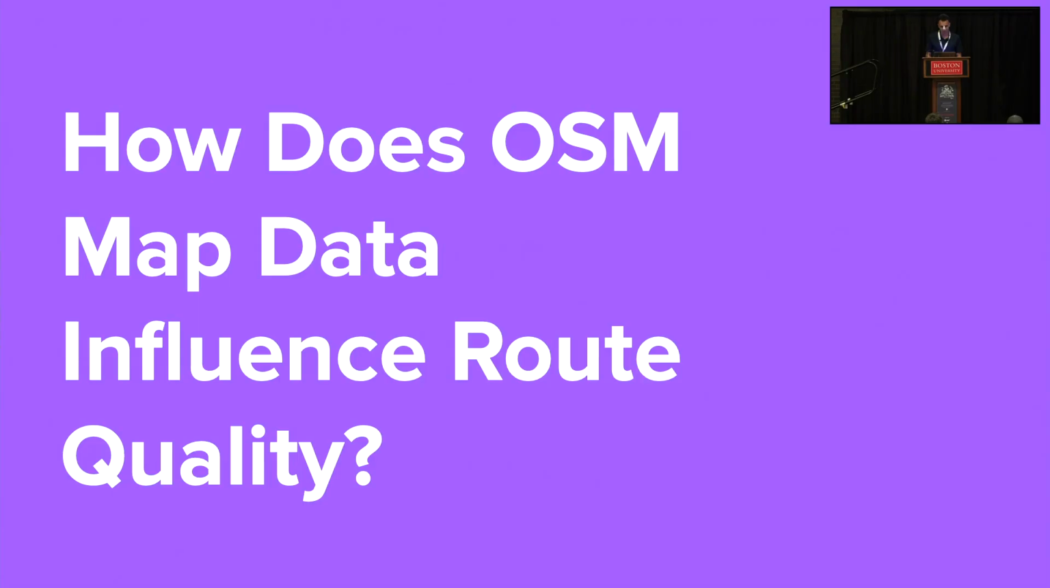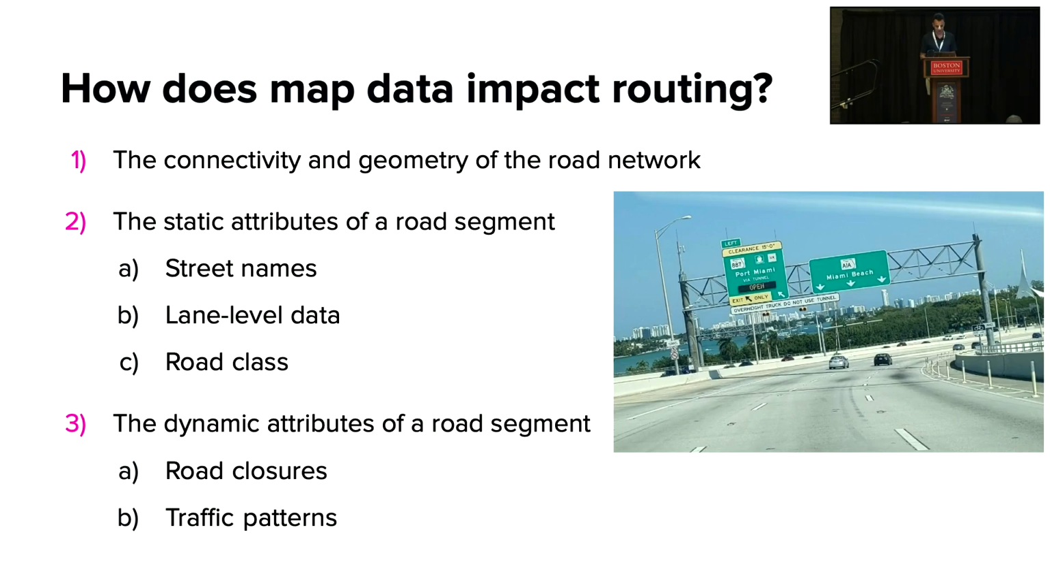The next thing I'd like to do, so we've incorporated all these map data features into our routing cost function. And now we can look at where things might go wrong and how we can use driver behavior to improve our map data. So how does map data impact routing? One, the connectivity and geometry of the road network, which illustrates what's possible. 2, the static attributes of a road segment, things like street names, lane level data, road class. And 3, the dynamic attributes, so road closures and traffic, which I don't touch on too much in this talk.